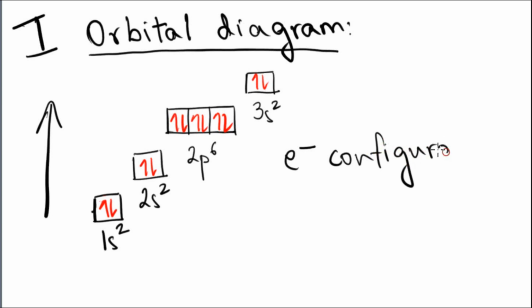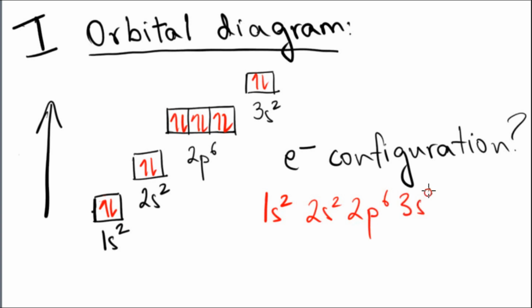Now here's something called electron configuration, and this is writing what you see on the orbital diagram in written form. So looking at the diagram, you can see that there are 2 electrons in 1s2. So you're going to write 1s2, 2s2, 2p6, and then 3s2. If the 3s had only one electron, it would become 3s1. Remember, you're always given the number of electrons, so don't worry about that bit.